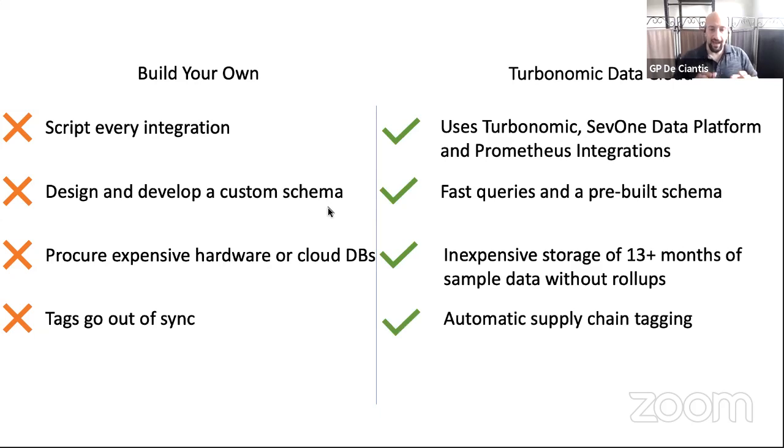It's a fraction. And we automatically understand the supply chain and the tagging. We automatically understand how all the things connect because we're pulling the data from Turbonomic. We understand how these things connect. So you don't have to figure it out. You don't have to keep these things in sync. We discover it from the environment and stitch it together and know exactly what's connected to what.